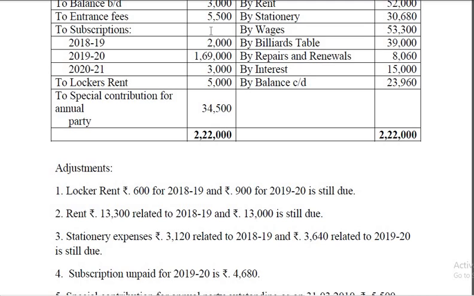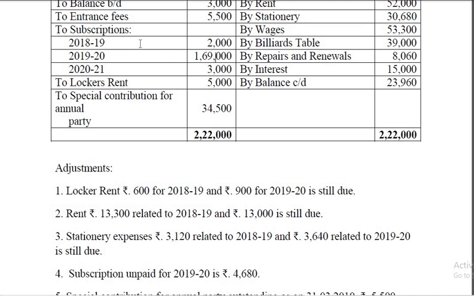Supposing they give total subscriptions, then subscription received for the last year should be deducted. Subscription received in advance should be deducted. And current year subscription outstanding should be added. But here it's not like that. Separately given. Therefore, we take only the subscription received of the current year, 1,69,000. And it's given subscription unpaid is rupees 4,680. That means members have not paid so far. Therefore, that should be added to this 1,69,000.